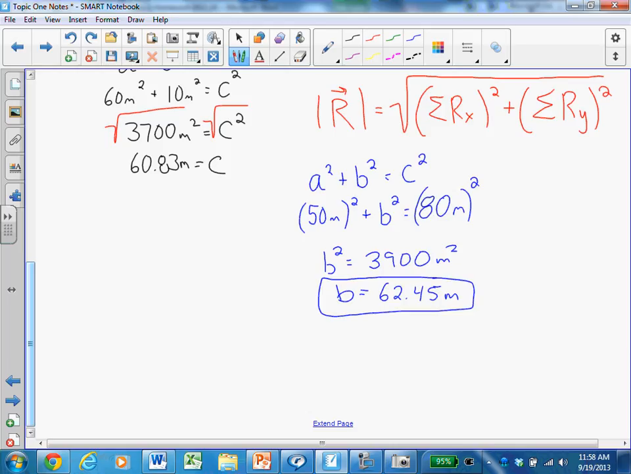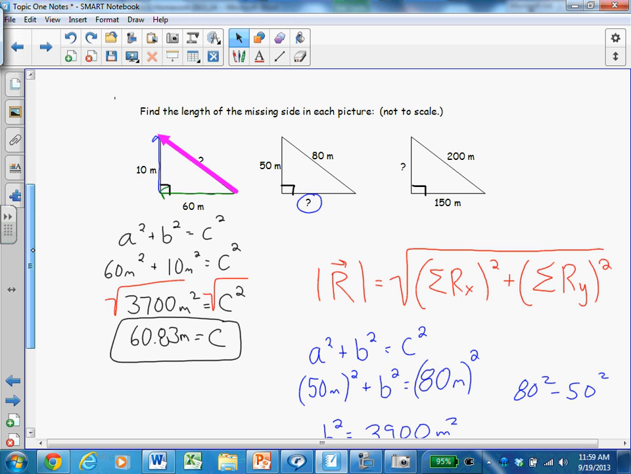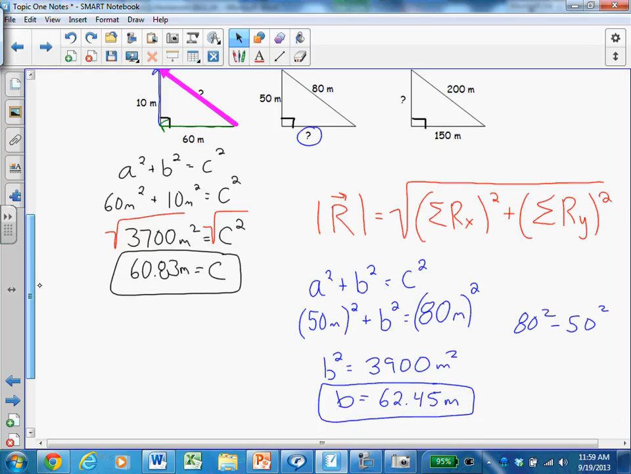So we used the same formula as we did before, but how did I get 3,900 here? It's 80 squared minus 50 squared, right? When we bring that over to the other side, so we get that. Okay? And then the next one, you would solve the same way, right? Go through and do it.